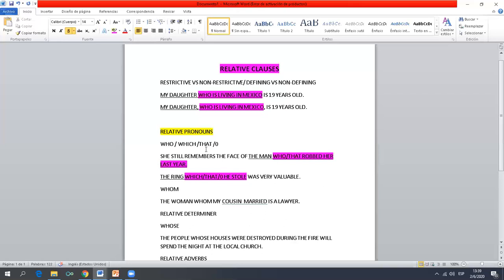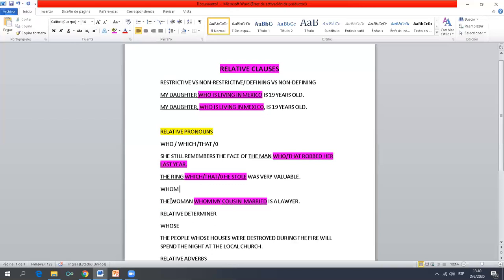All right, let's move on. There is another relative pronoun which is more formal, and that's why it is not so frequently used. Look at this example. The woman whom my cousin married is a lawyer. Where is the relative clause? Here, whom my cousin married, and it is within this noun phrase, which is a subject, okay? Is this sentence grammatically correct? Of course. When can we use whom?